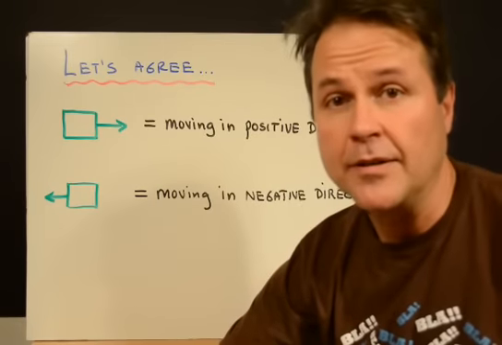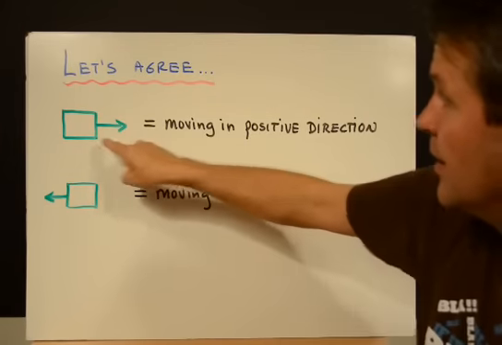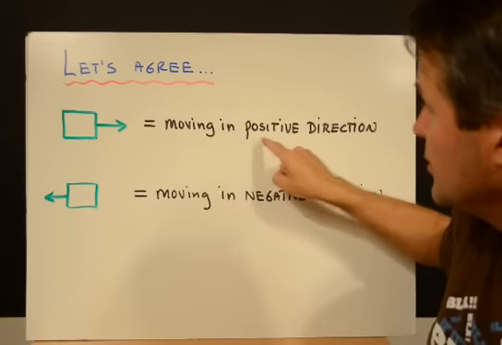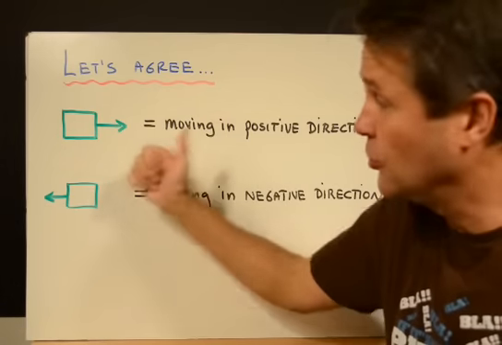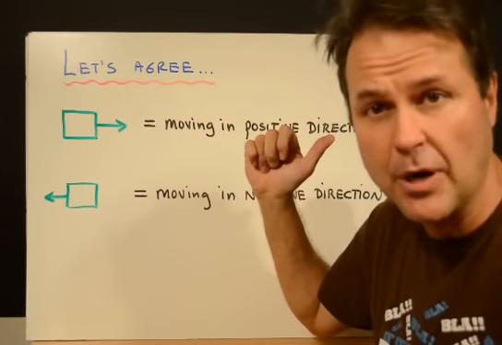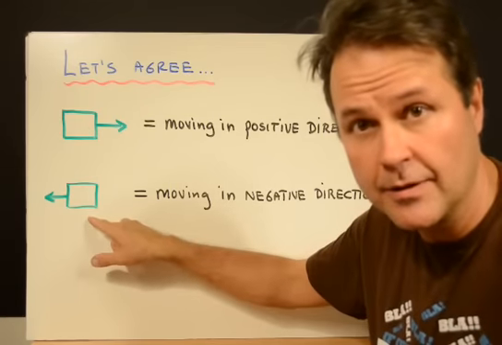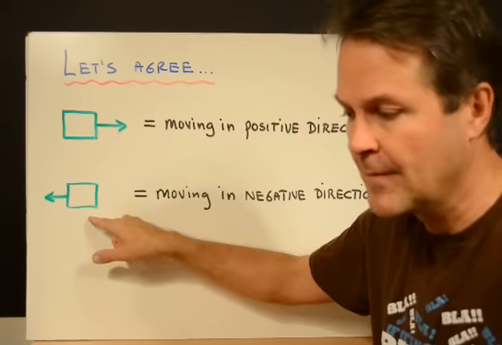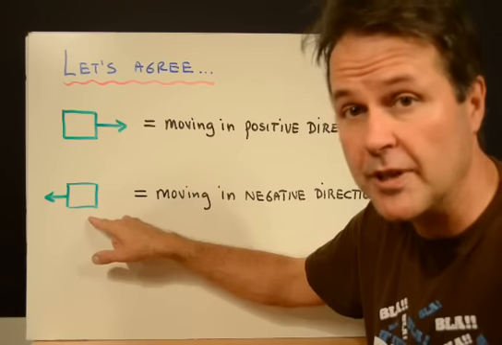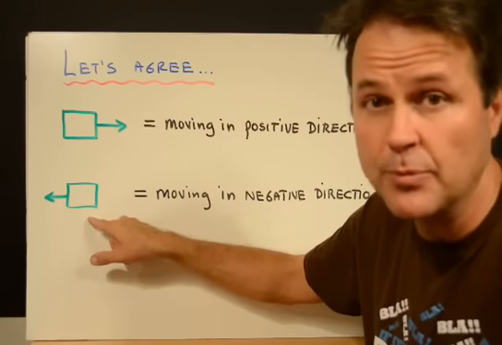So let's agree on 2 things. This means the object is moving in the positive direction. To the right, we'll consider to be positive direction. To the left will be negative direction. That's the notation we will use in our course, and that's the notation most people use.